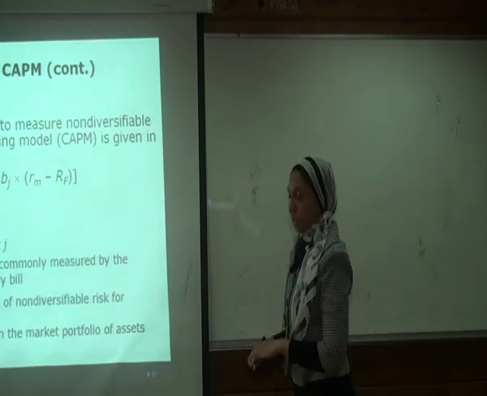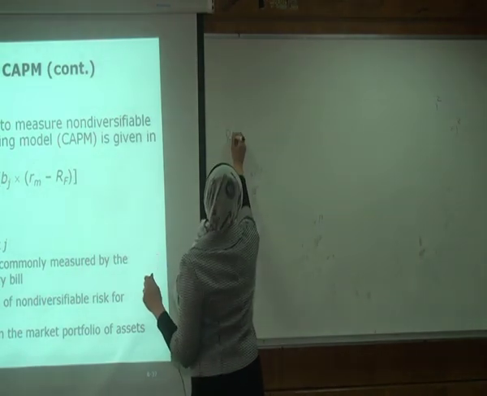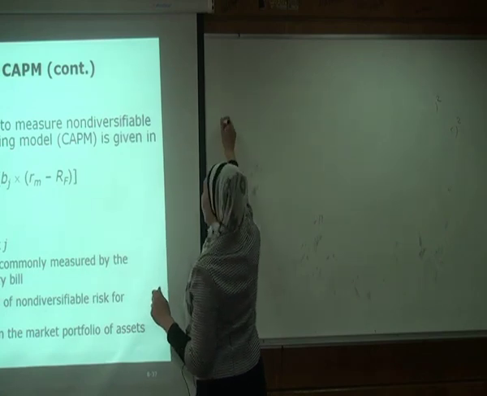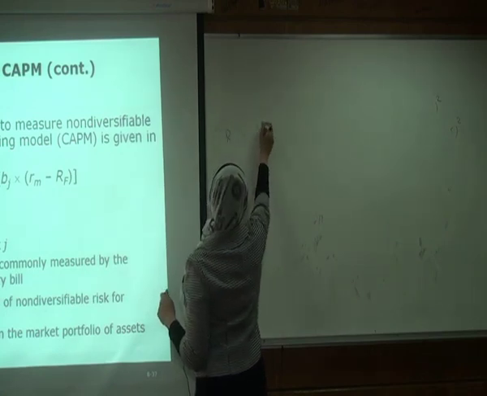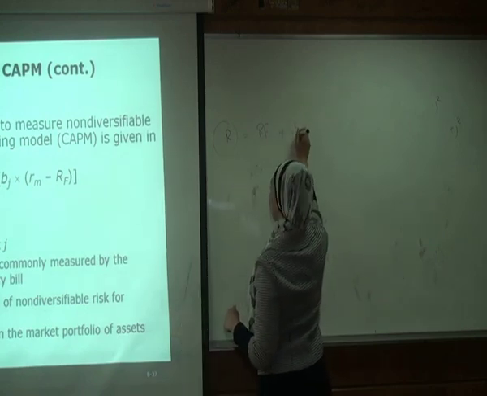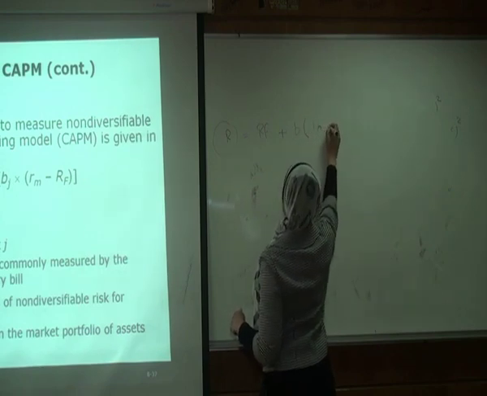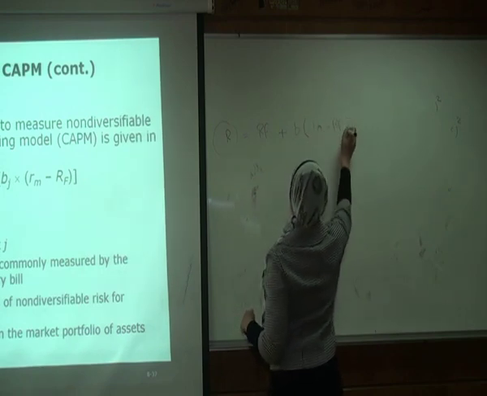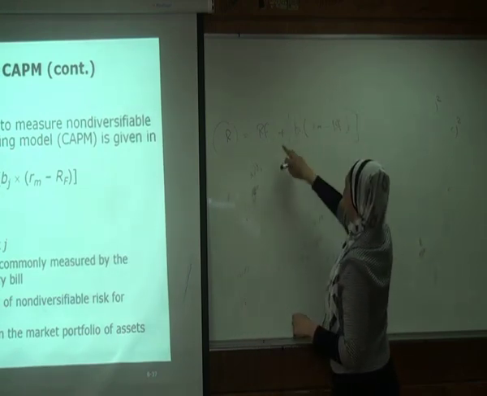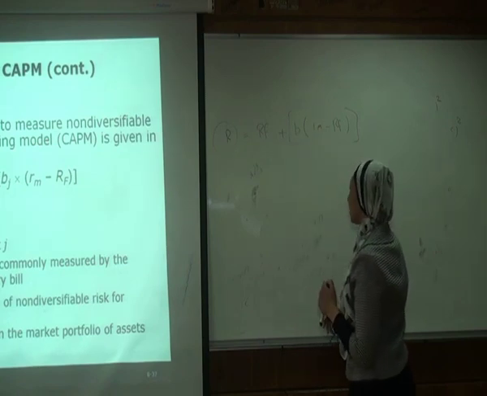We will write the rule and then clarify each component in it. The required rate of return, which is R, equals the risk-free rate plus beta multiplied by the market return minus the risk-free rate.